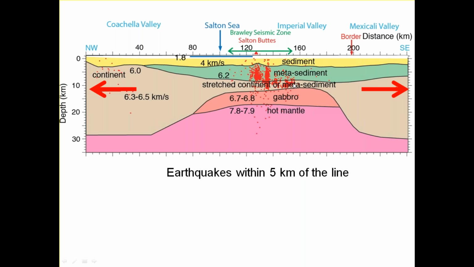Also, the earthquakes in the middle crust, in the stretched continent or metasediment, at location 140 to 160, are mainly deeper along the Imperial Fault. So they are along a major plate boundary transform fault rather than shallower ones. For those at a distance of 120 to 140, the deeper one is from the recent Brawley swarm in 2012. That one goes deeper, but usually the smaller ones go shallower.